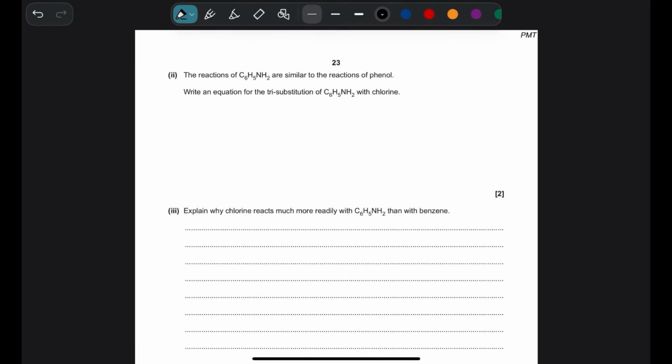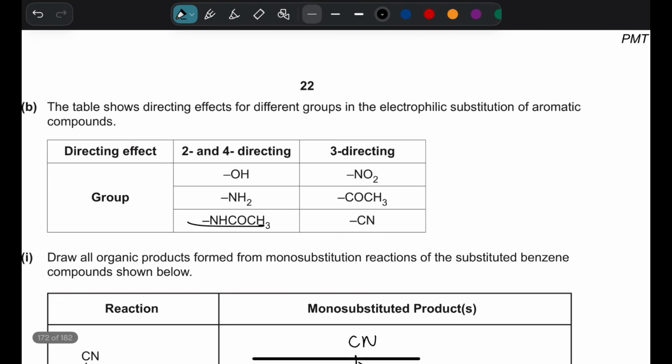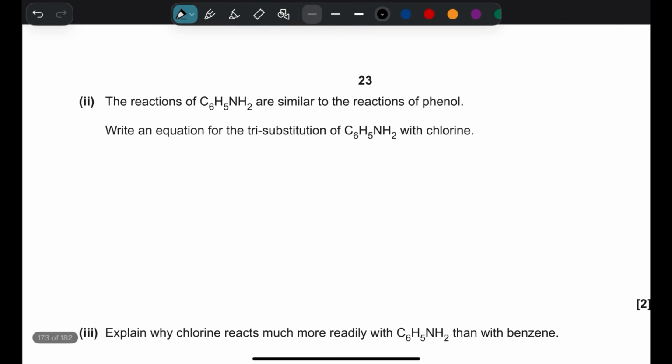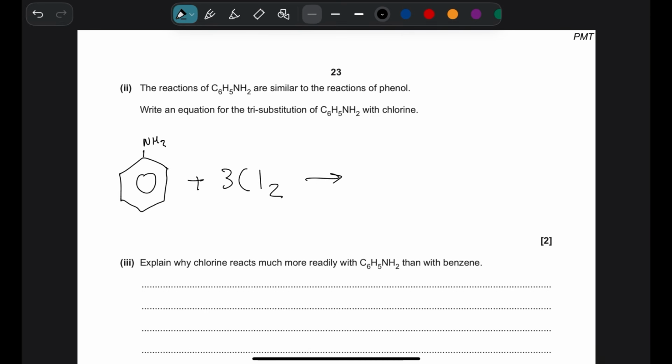Okay, so it says that the reactions of phenylamine are similar to the reactions of phenol. Cool. So it wants tri-substitution. So we're thinking, okay, this is a 2,4 directing group, amine, right? So we're going to draw a benzene, like that, and then you have the NH2. And then if it's a tri-substitution, we're going to need 3 chlorines. This is just a case of knowing the reaction pretty much. But what you'll realize is we've still got your NH2, and then the logical places to put them are 2, 4, and 6. And then you have 3 HCl, don't forget about those guys.